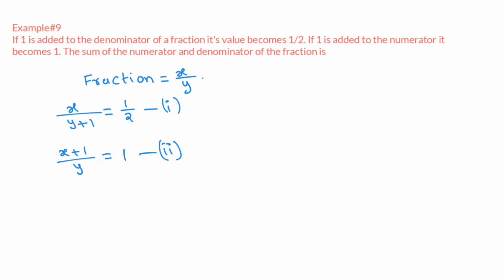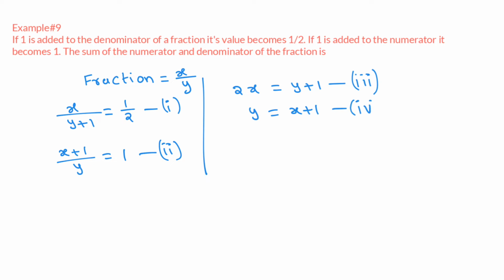Next, by taking the help of these two expressions, we can find out the values of x and y. Here, on rearranging expression 1, it gives 2x is equal to y plus 1. Take this as expression 3. Similarly, expression 2 can be written as y is equal to x plus 1. Take this as expression 4. Here I am writing expression 3 as 2x minus y is equal to 1, and expression 4 can be written as minus x plus y is equal to 1.